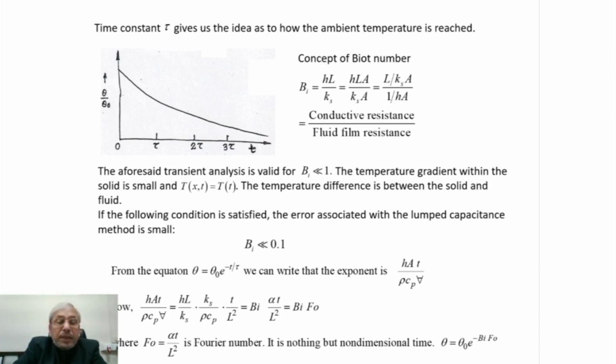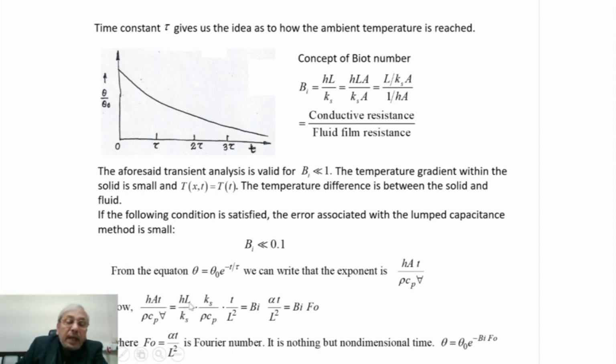Now from the equation theta equal to theta naught times e to the power minus t by tau, we can write that the exponent is given by hA times time divided by rho Cp times volume. And here hA times time divided by rho Cp times volume, we can rearrange.